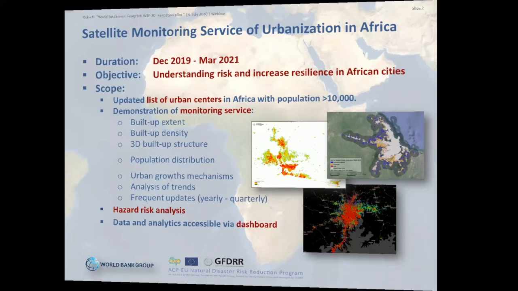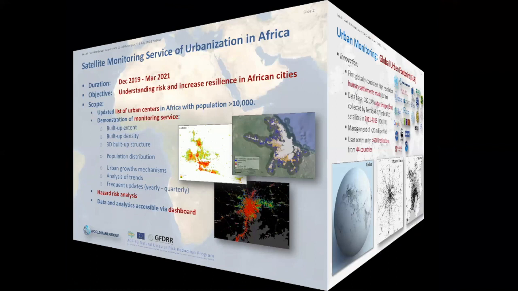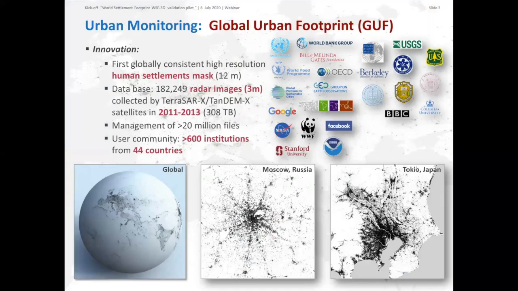We started already some years ago at the German Aerospace Center, DLR, with the mapping of build-up areas. One of our first large-scale analyses was the Global Urban Footprint, where we started in 2012. It was a global map, for the first time in a very high resolution of 12 meters. For that purpose, we fully automatically analyzed about 180,000 radar images with a 3-meter spatial resolution, collected by the German radar satellites TerraSAR-X and TanDEM-X. In total, and that's why we usually work very highly automated, we had to manage more than 20 million files.